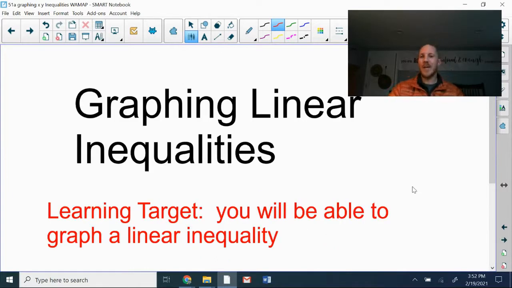So today we're going to look at graphing linear inequalities. Our learning target is just what you'd imagine. We'll be able to graph a linear inequality. Sometimes people call these XY inequalities. We'll be graphing on an XY coordinate plane.